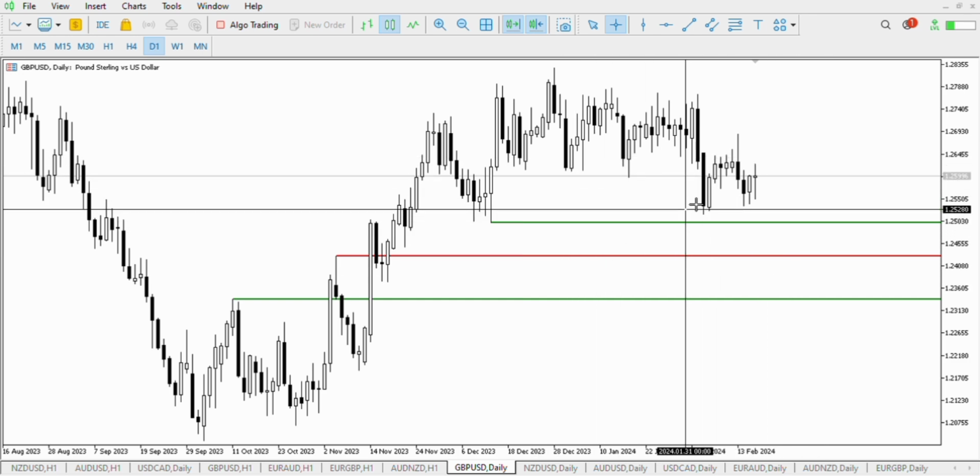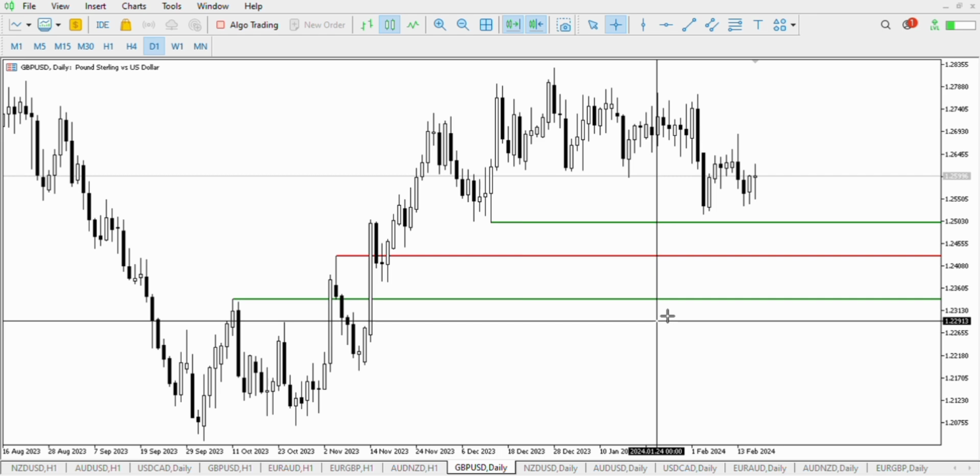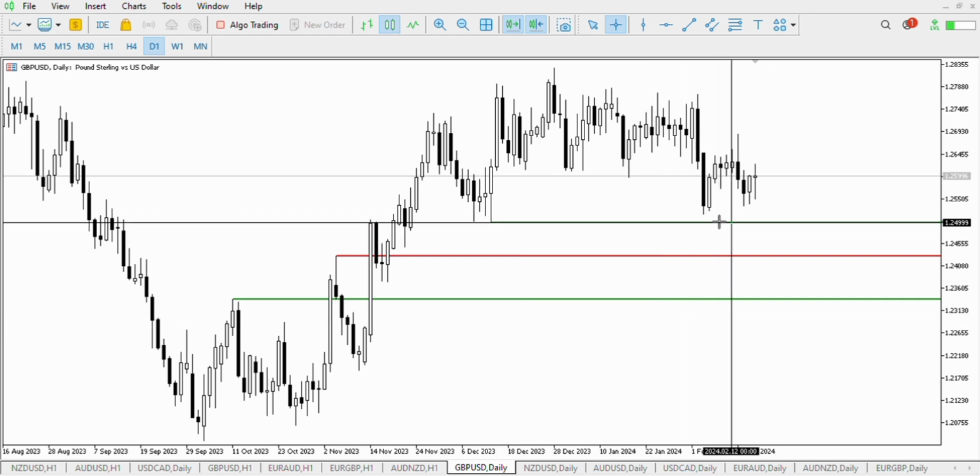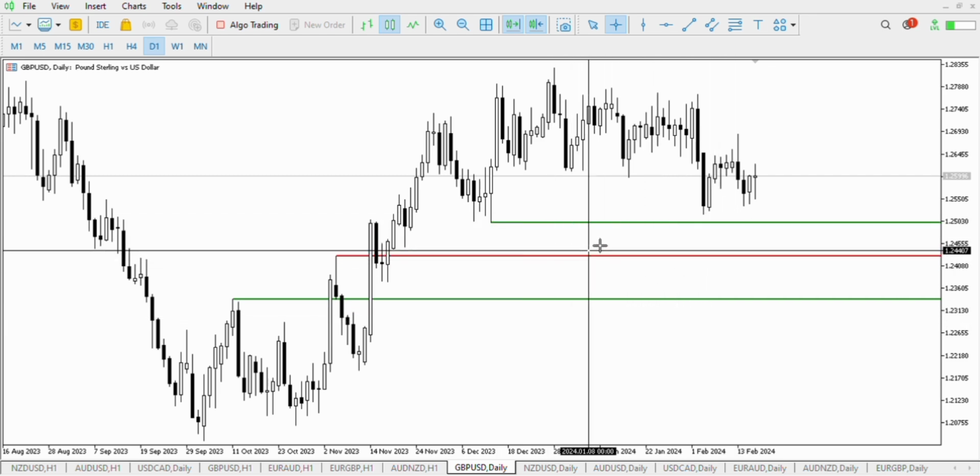So the first point is we have a fair value gap from the monthly time frame. Second point is order block from the weekly time frame.